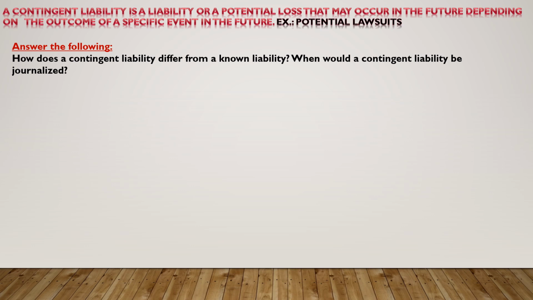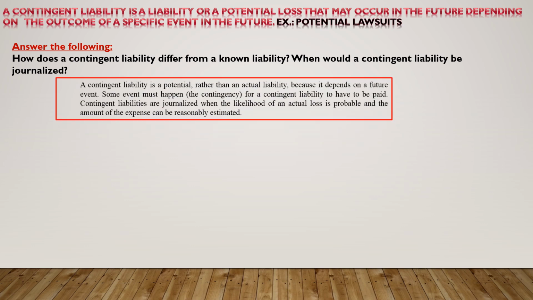Okay. Answer the following. How does a contingent liability differ from a known liability? When would a contingent liability be recognized? Actually, a contingent liability is a potential rather than an actual liability because it depends on a future event. Some event must happen, the contingency, for a contingent liability to have to be paid. Contingent liabilities are recognized when the likelihood of an actual loss is probable and the amount of expense can be reasonably estimated.